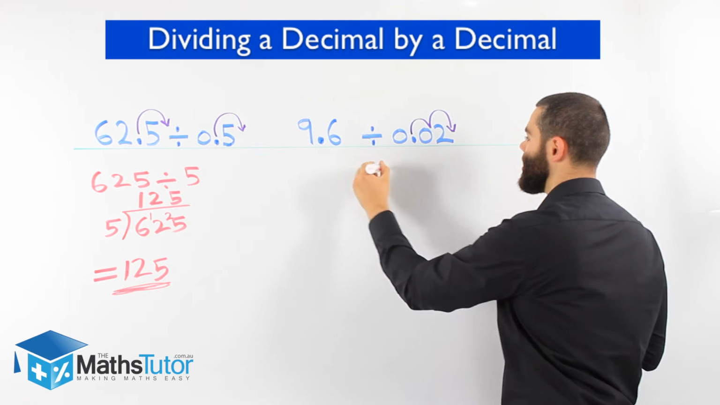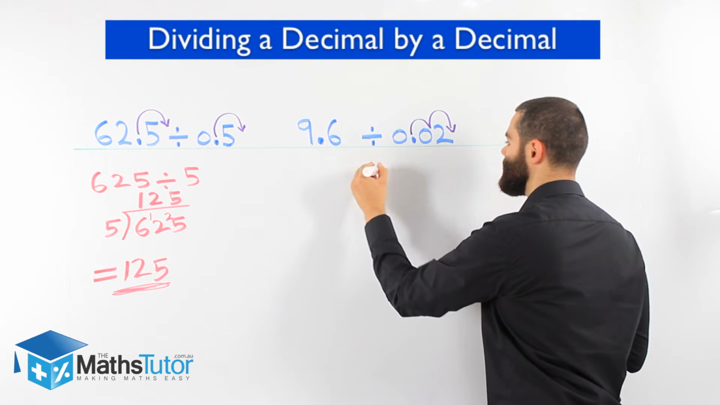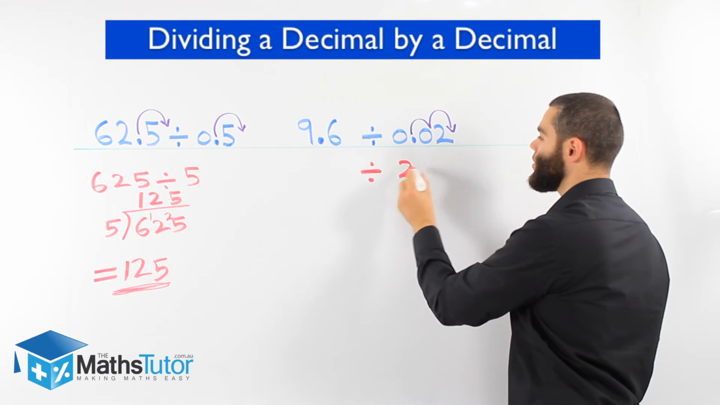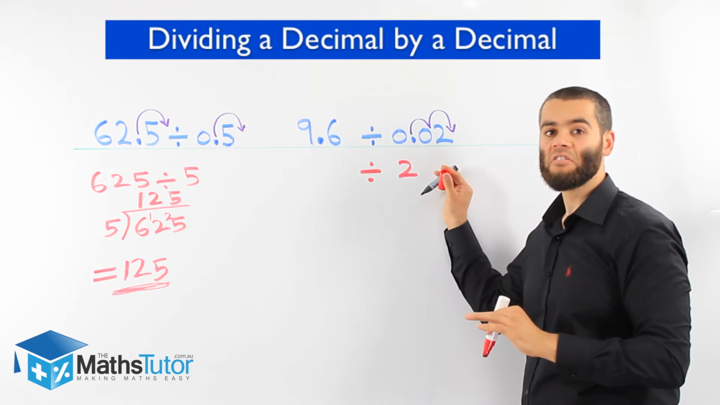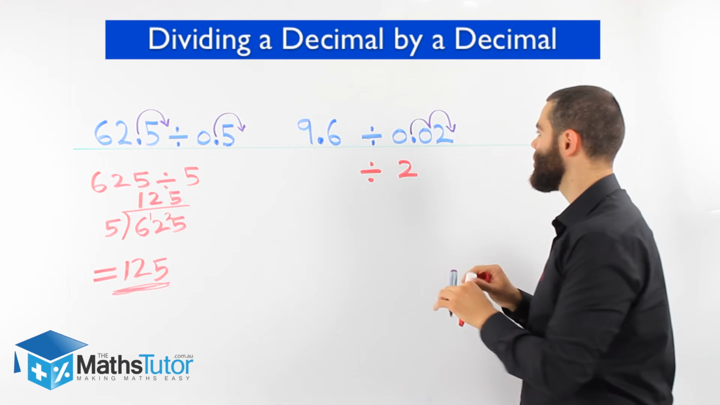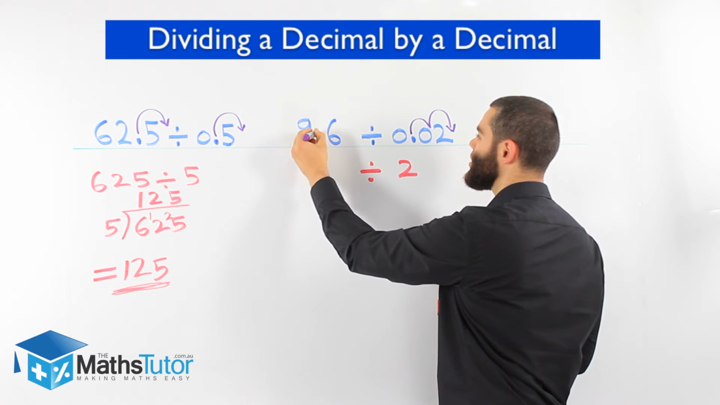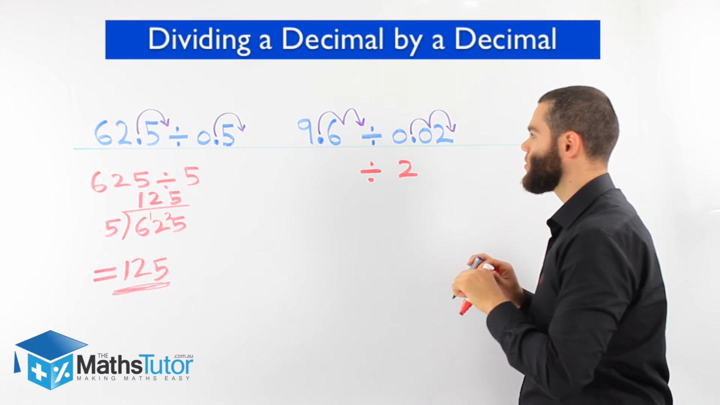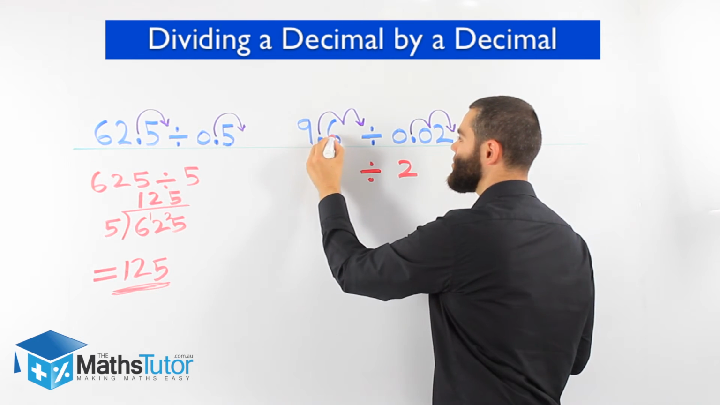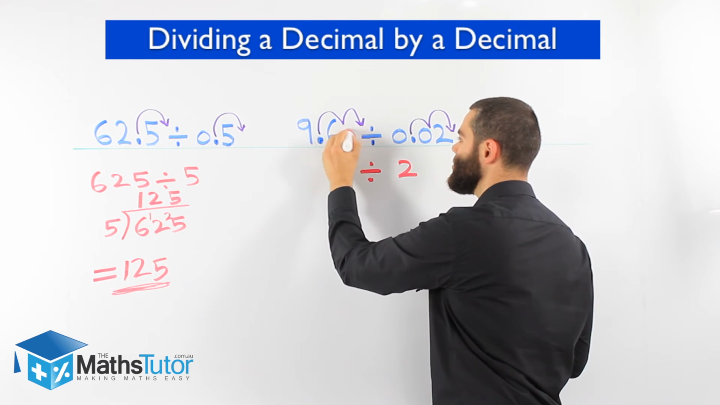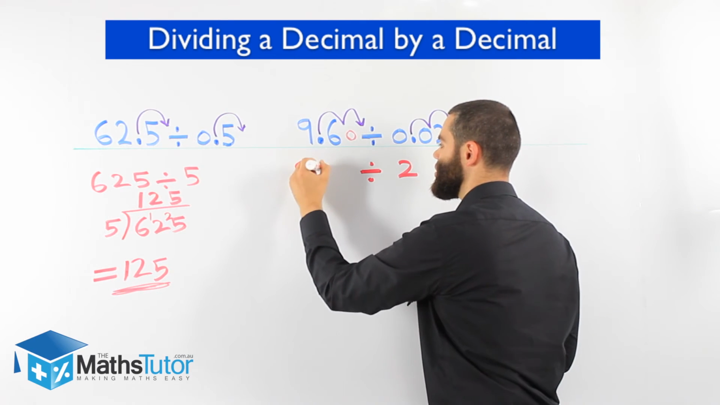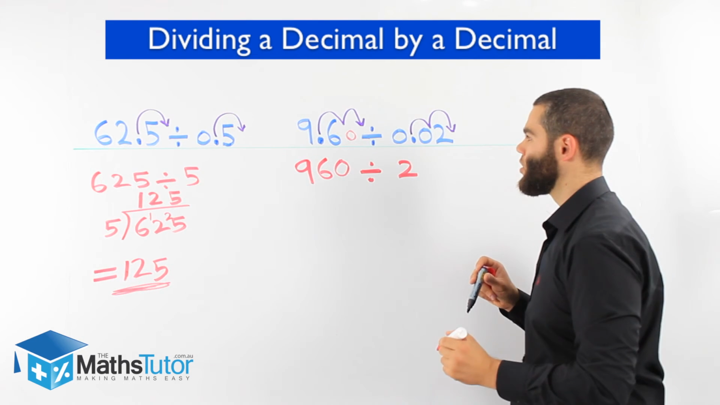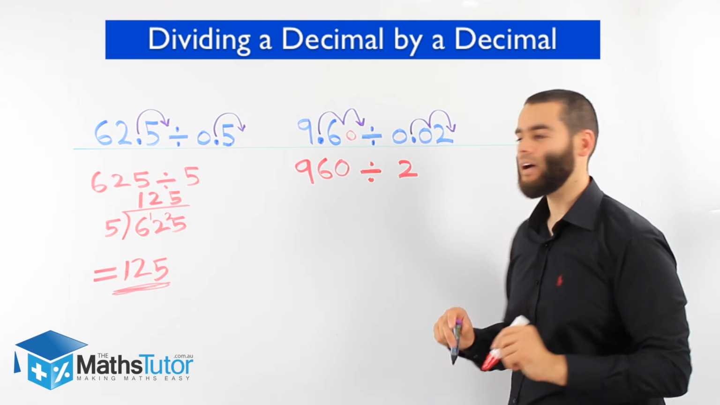So now it becomes a 2. We move it, becomes a 2. Now it's a whole number. Whatever we do to this side, we got to do to the other side. So we jump twice. We got to grab the point and jump it twice. So it will become 9, 6, and of course when we're jumping over nothing, we have to put a 0. So 960 divided by 2. So now we can actually work out division.